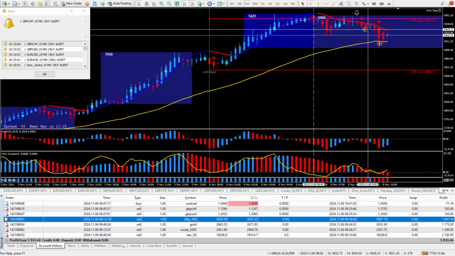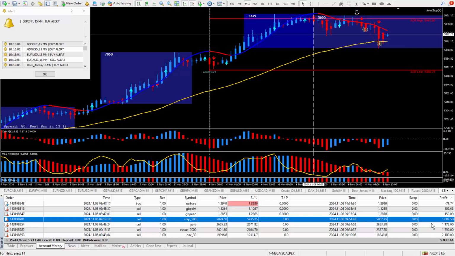Took the money divided by 5, and the calculator says it's approximately 217. There it is right there, 217 ticks, and that paid out $1,087.